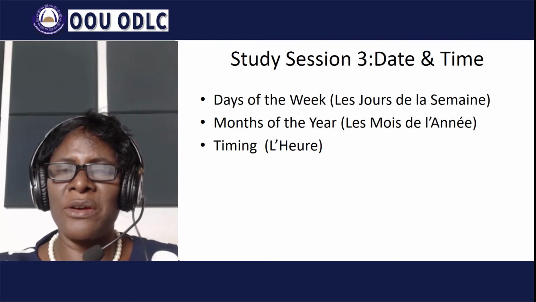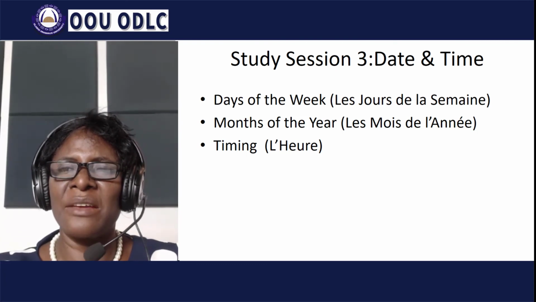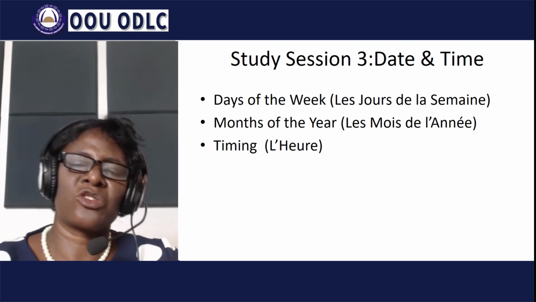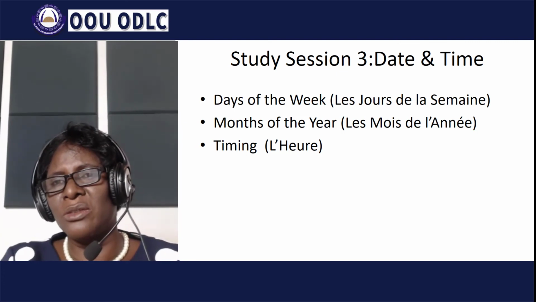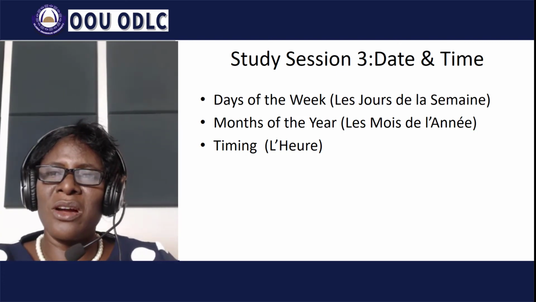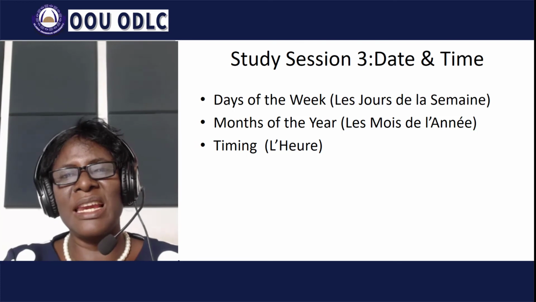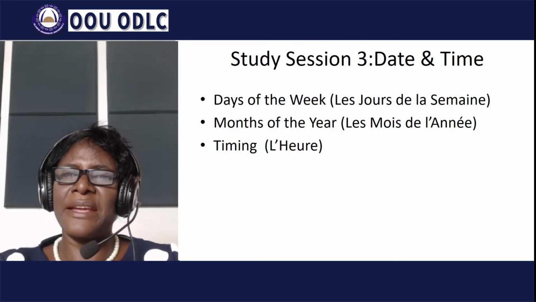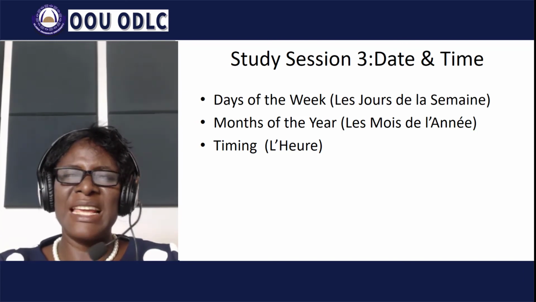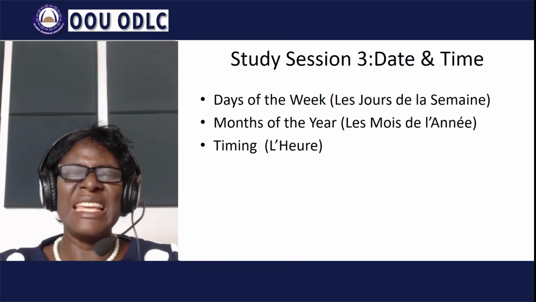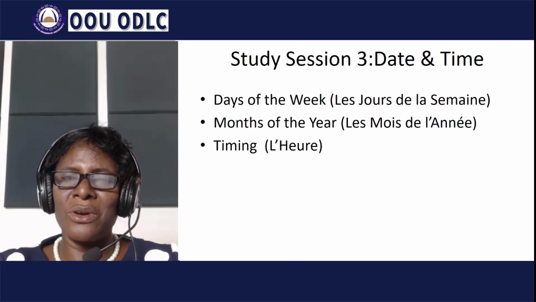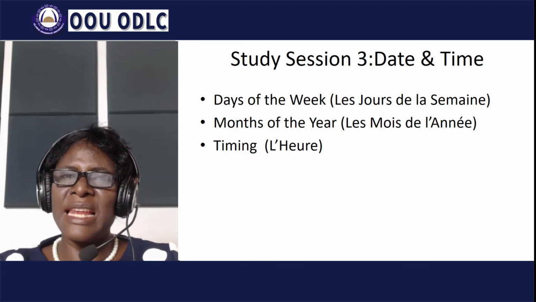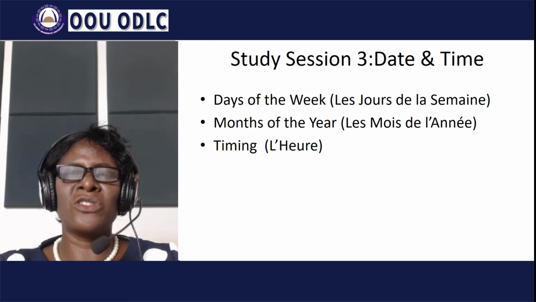And to answer quelle heure est-il, you need il est plus the time that is striking. So if it is 1 o'clock, you say il est une heure. 2 o'clock, il est 2 heures. 3 o'clock, il est 3 heures. 4 o'clock, il est 4 heures. 5, 6, 7, 8, 9, 10, 11 o'clock, il est 5 heures, 6 heures, 7 heures, 8 heures, 9 heures, 10 heures, 11 heures.